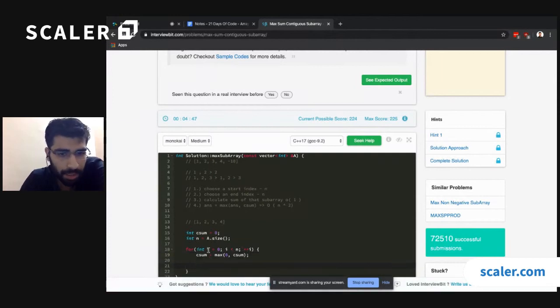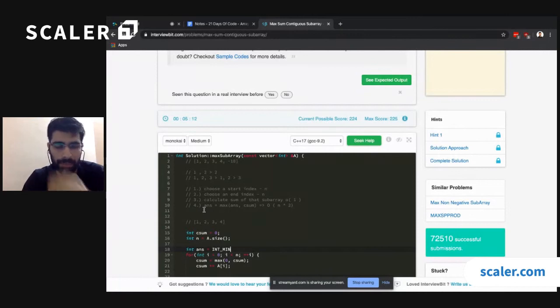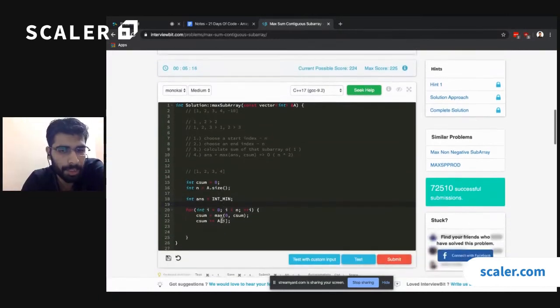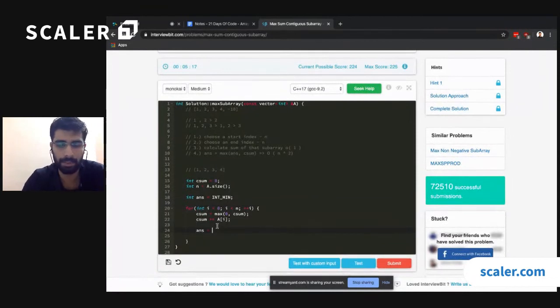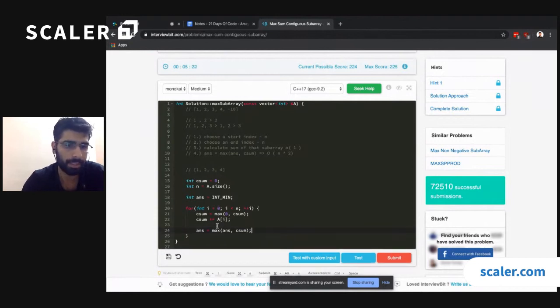Then, when I have the current sum, I have to include the element at the current index in it. So I can say current sum plus equals a[i]. This should be my answer till now. But let me have a global variable answer, which initially can be the minimum possible, like int min. Here I compute answer equals max of answer comma current sum, and I can return the answer.